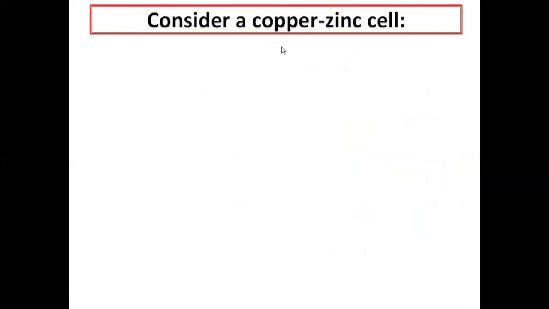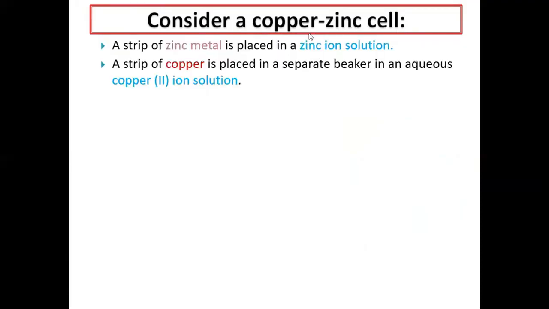We are going to have different examples. Consider a copper zinc cell. If you look at them, one is more reactive, one is less reactive, according to the reactivity series. A strip of zinc metal is placed in a zinc ion solution. A strip of copper is placed in a separate beaker in aqueous copper 2 solution. So you have zinc metal in zinc solution, and copper metal in copper 2 solution.